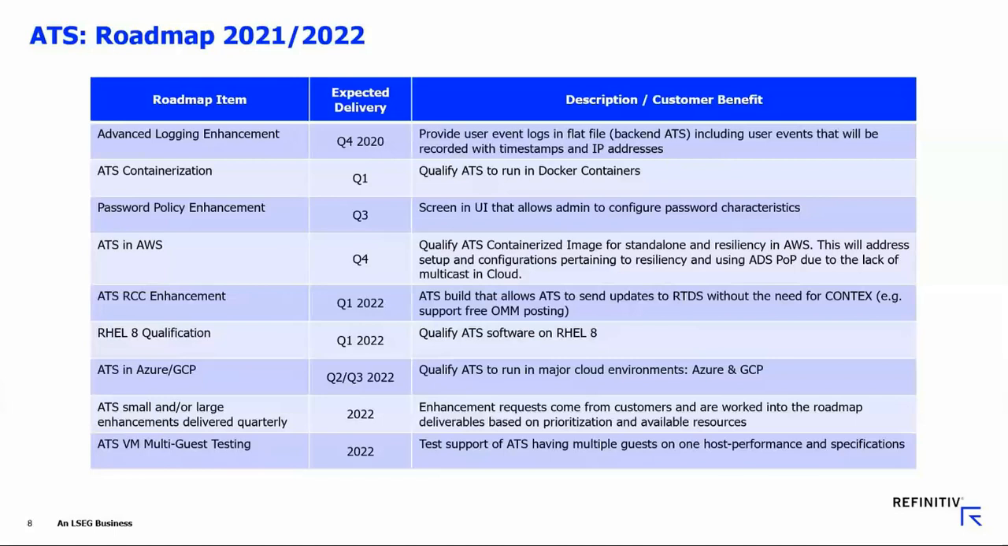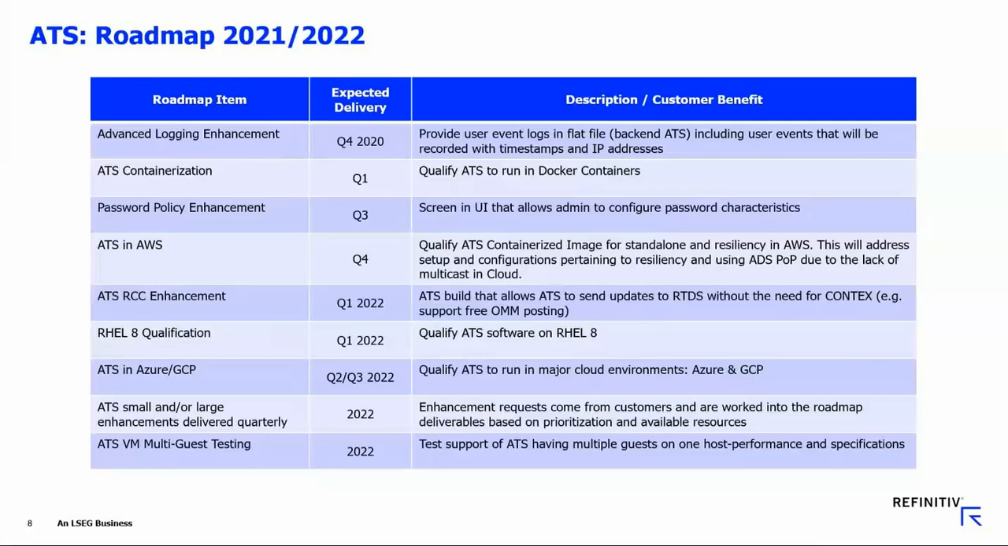Going on to the next item, which is ATS containerization. In an effort to help ATS qualify on some of the different platforms, we provided two options for ATS containerization. The first option was the ATS container image that's kind of off the shelf. It's in the same repository on Docker Hub as the RTDS containers, such as the ADS, ADS POP, ADH, and RTC. So you'll be able to find that under the same repository.